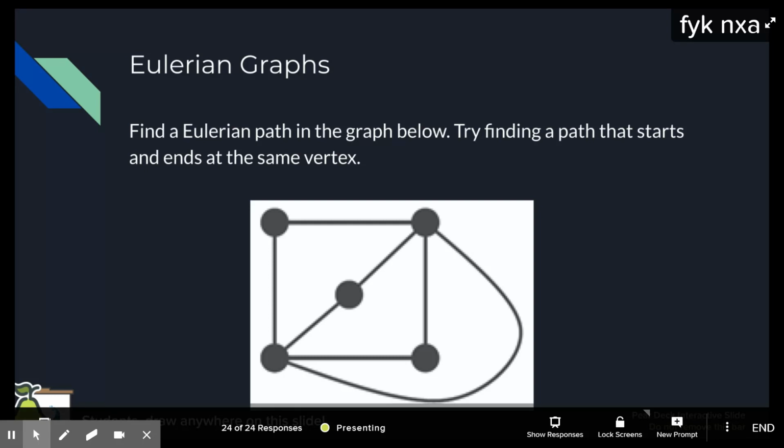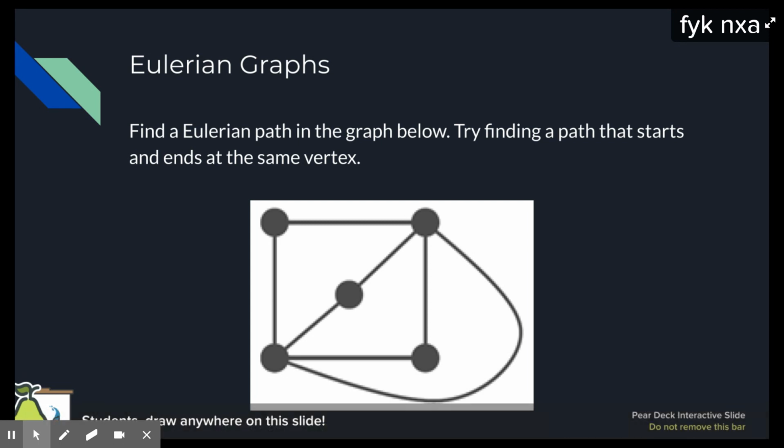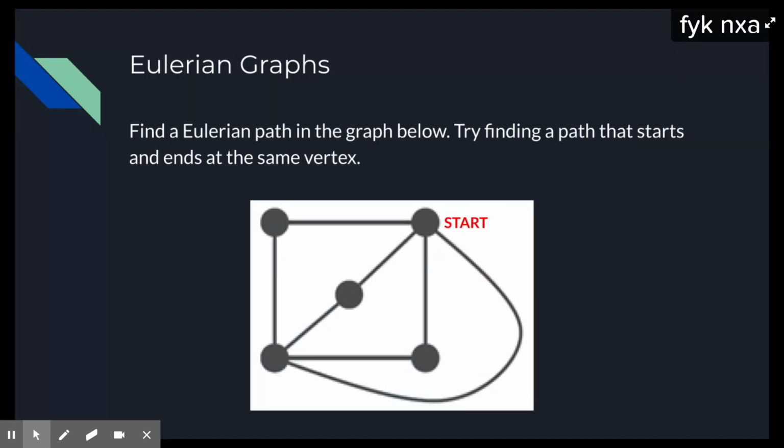All right. It looks like almost all of you figured it out. There's multiple ways to do this. I think you can start on any one of these vertices and actually complete this. Here's where I started in the top right. I went all the way around the square. Then I came down the middle, and then it did a little loop-de-loop, and I was done. So this is a Eulerian path that's pretty unique. It uses every edge exactly one time, but it also starts and ends at the same vertex.